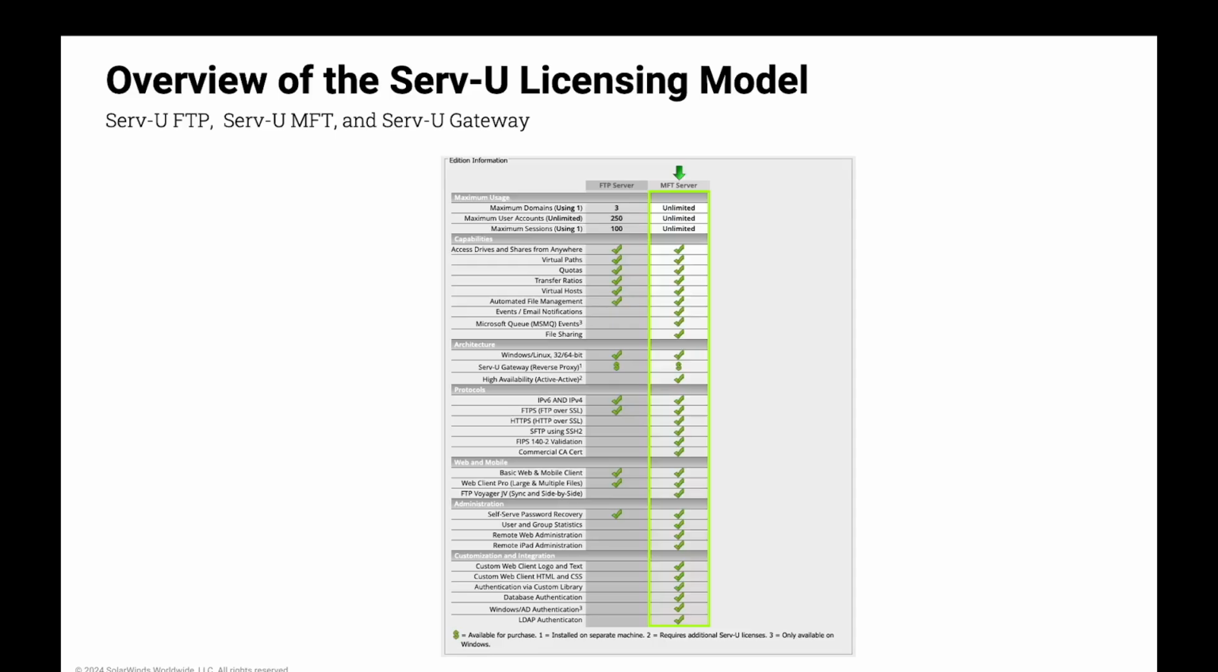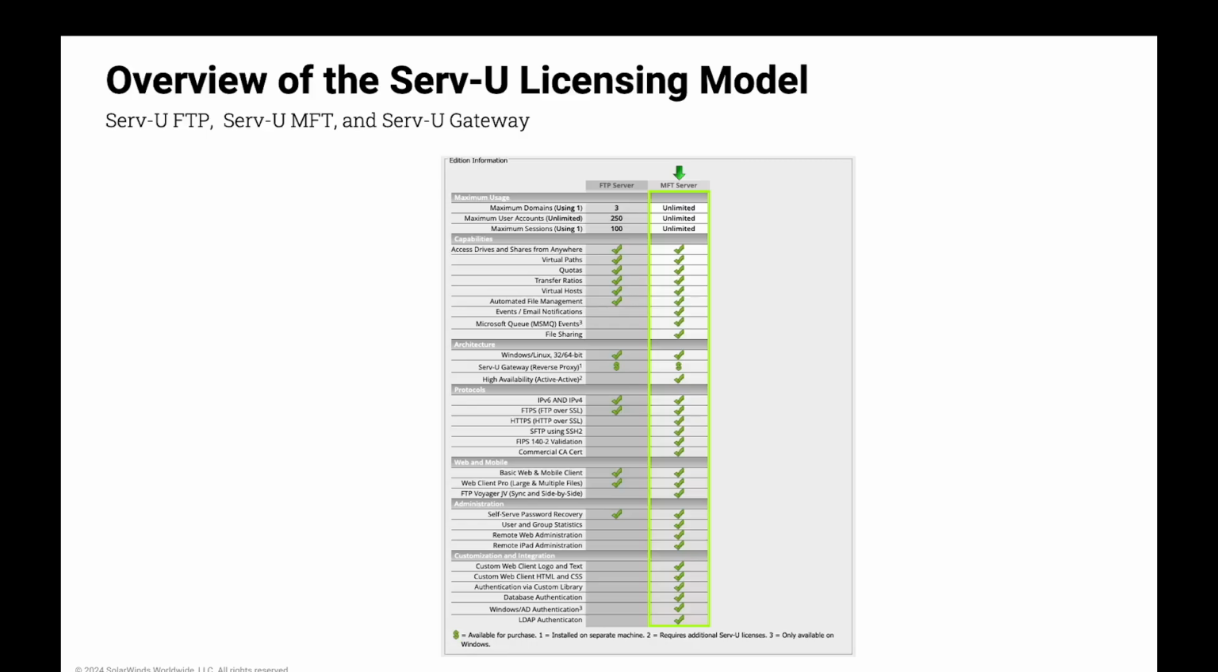Note the differences in the feature matrix on your screen. Serv-U FTP limits the number of user accounts and active sessions, as well as the number of Serv-U domains. Other capabilities, such as file sharing, high availability, certain transfer protocols, administrative conveniences, and external authentication using a database, LDAP, or Active Directory, are only available with a Serv-U MFT license. However, the Serv-U Gateway product, which is licensed separately, can be used with both editions of Serv-U to establish a reverse proxy in your DMZ.